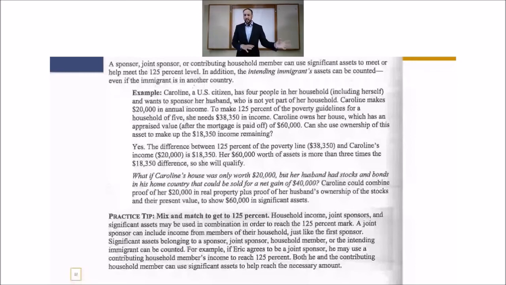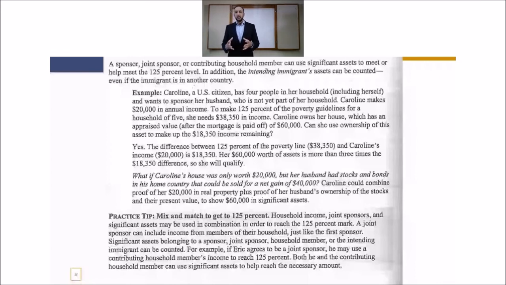When we were talking about that scenario, we had potentially a son that didn't have enough income, and we had to use assets. I'd like to include this slide that we got from the ILRC book that I recommend everybody get. This was a nice scenario that basically shows that you can mix and match to get to the 125%.